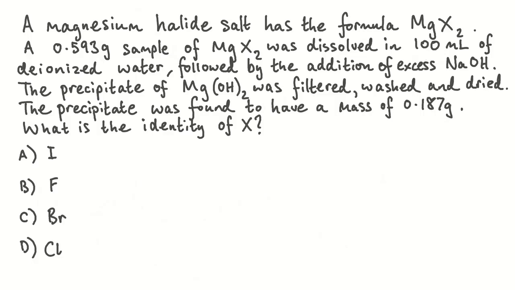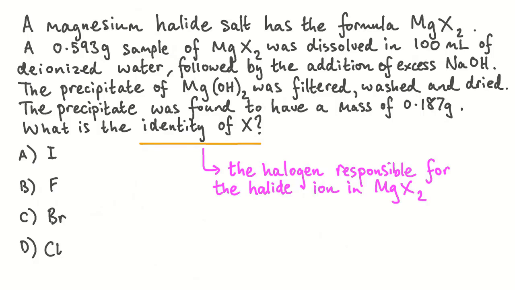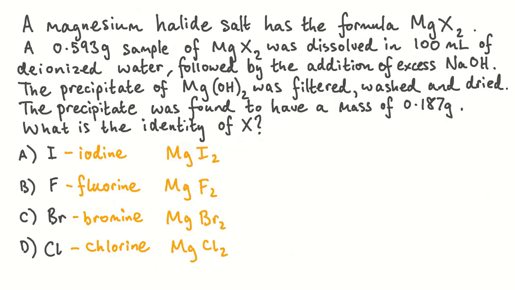A, I, B, F, C, Br, D, Cl. In this question, we're being asked to find the identity of X, which will be the halogen that's responsible for the halide ion in the ionic salt MgX2. The halogen present as the halide ion in MgX2 could be iodine, fluorine, bromine or chlorine. With this in mind, the actual formula of MgX2 could be MgI2, MgF2, MgBr2 or MgCl2.